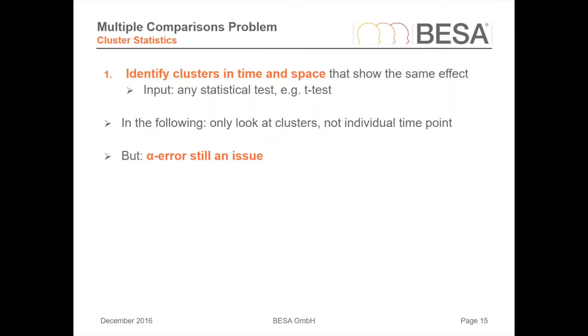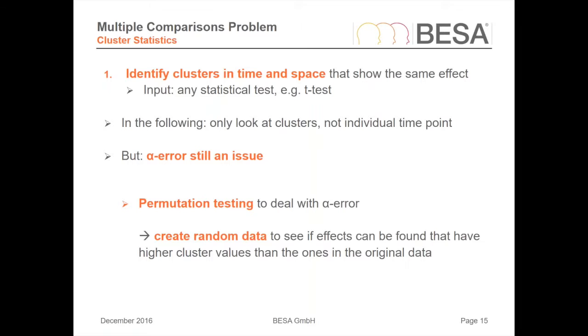Good, so we can now get around the multiple comparisons problem using clusters. But in order to assess the alpha error, we need a statistical distribution for the null hypothesis. We can no longer simply assume that we have a student t-test distribution where we look up the p-value. Instead, we introduce permutation testing to deal with this. So we create random data and perform the cluster analysis on these data too.